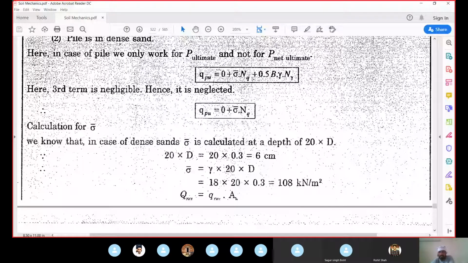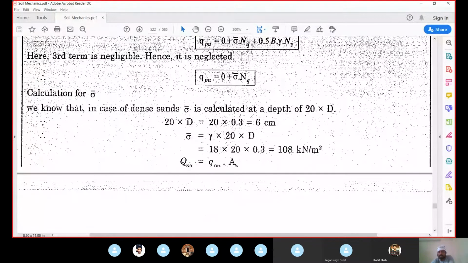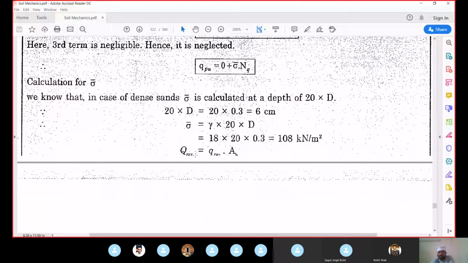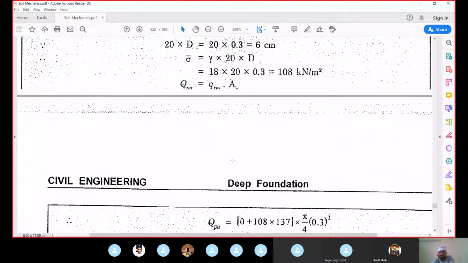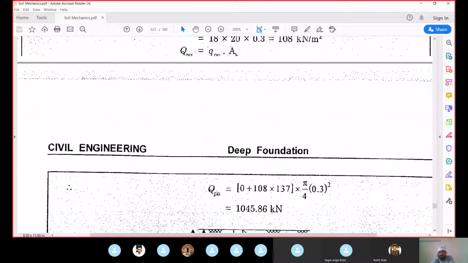So gamma is 18, and this is 20 times the diameter. This is 108, or we can say 18 into 6, that is 108 kilonewton per meter cube. Now QPU, this is the ultimate load due to the tip. This is equal to small qpu into the base area of the pile. Now this capital QPU can be computed like this.